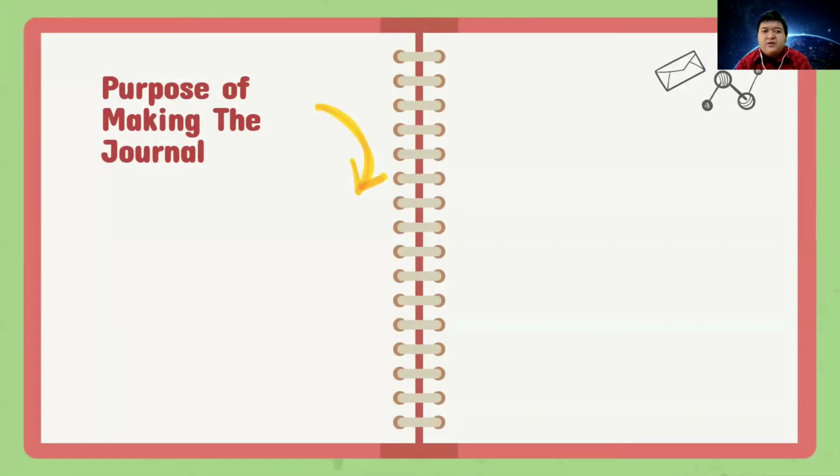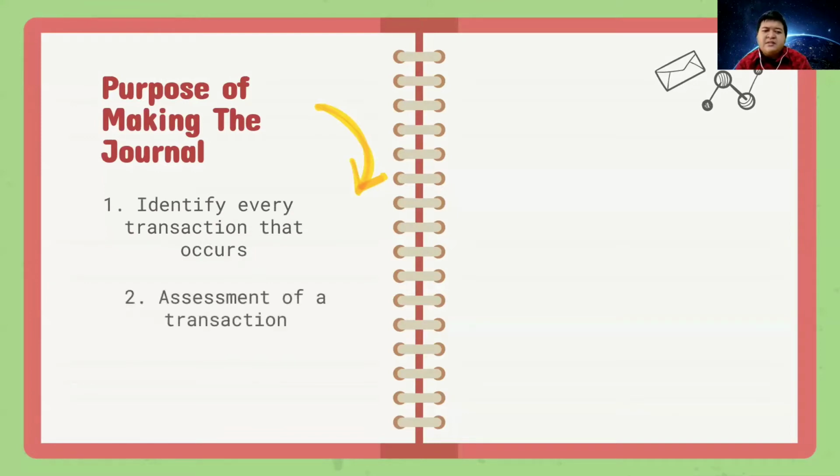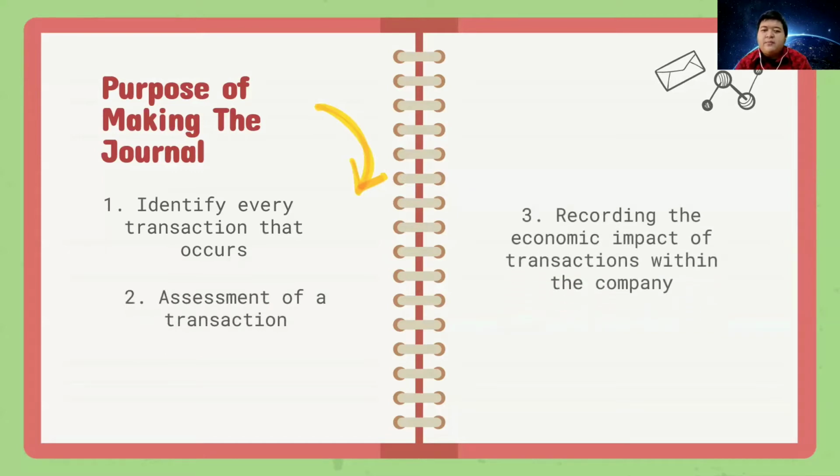What is the purpose of making the journal? The first, identify every transaction that occurs. The second, assessment of a transaction. And the third, recording the economic impact of transaction within the company.